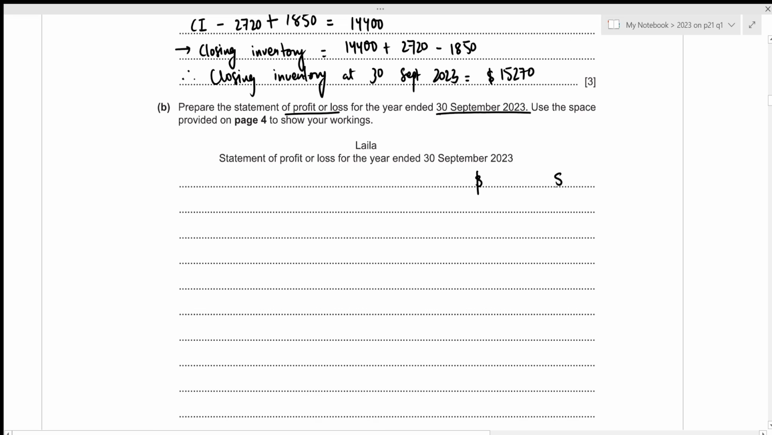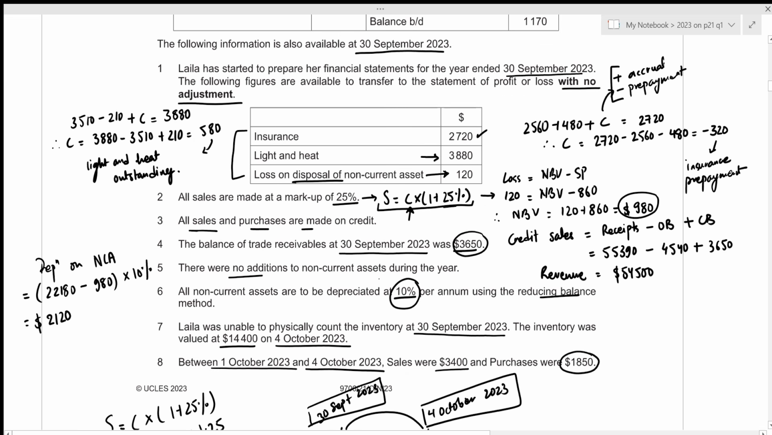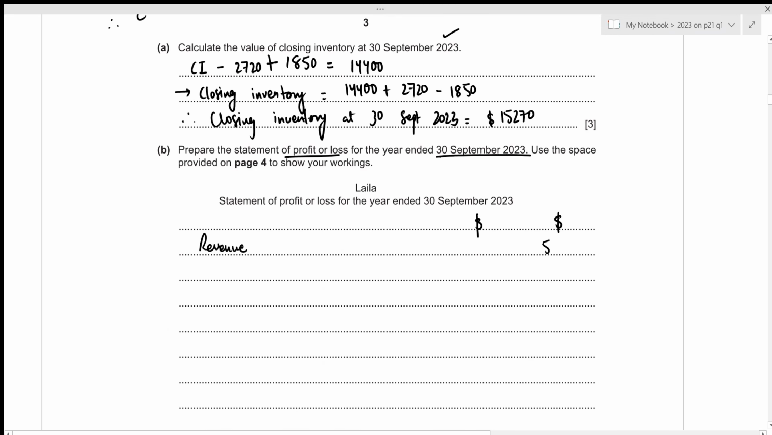revenue, and we've already calculated the revenue by calculating the total of our credit sales, and that was 54,500. Then the next step is to subtract our cost of sales, and the items included within the cost of sales will be our opening inventory. Then we have to add the purchases, and in this case we did not figure out the purchases because we were not given the value of our closing trade payables, which means that we first need to calculate the value of cost of sales using our markup formula and then figure out the value for purchases.